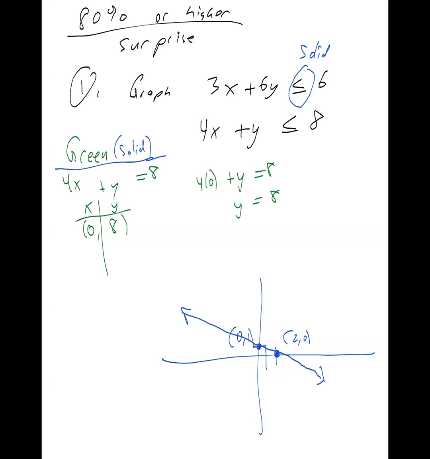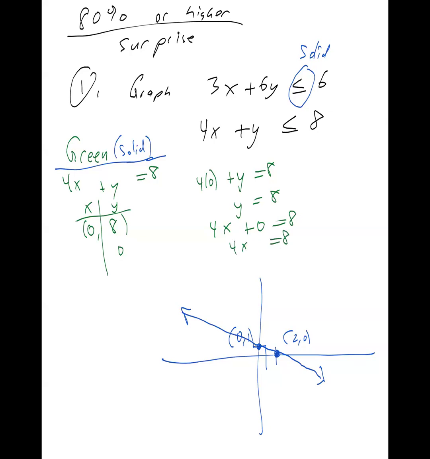Now, let's plug in 0 for y. So 4x plus y equals 8. Plug in 0 for y. Don't ask me why. And now what do you do to solve it? Subtract 0. Well, actually, you don't really have to subtract 0 because that wouldn't do anything. So just drop the 0. You have 4x equals 8.